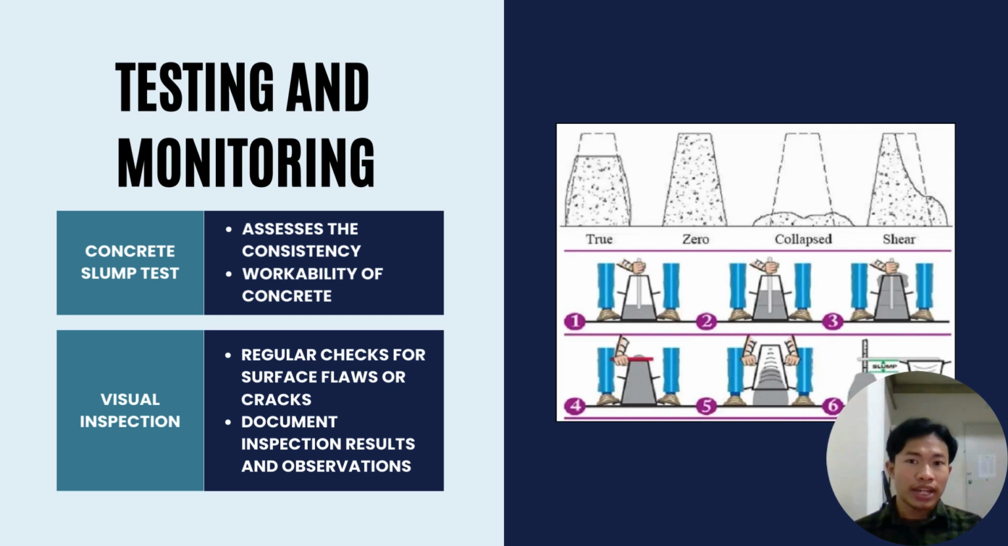Moving on to the next slide, which is testing and monitoring. Testing and monitoring included the concrete slump test to ensure consistency and workability of the concrete, and visual inspection to check for surface flaws and structural integrity. The contractor then documented all inspection results and observations for maintenance planning. As you can see beside, these are the steps for the slump test process.